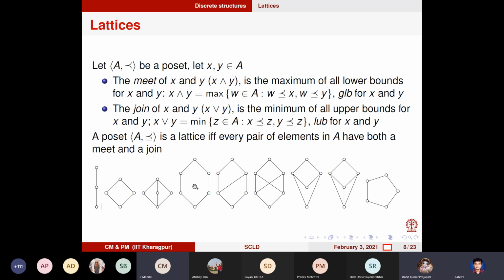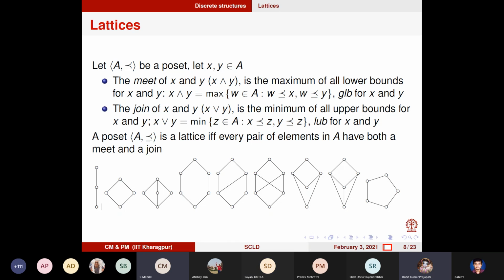Anyway, okay. All right. What about the last one? Between the last but one, this one and this one, we have added a relation between 1 and 2. So does it make it a lattice?